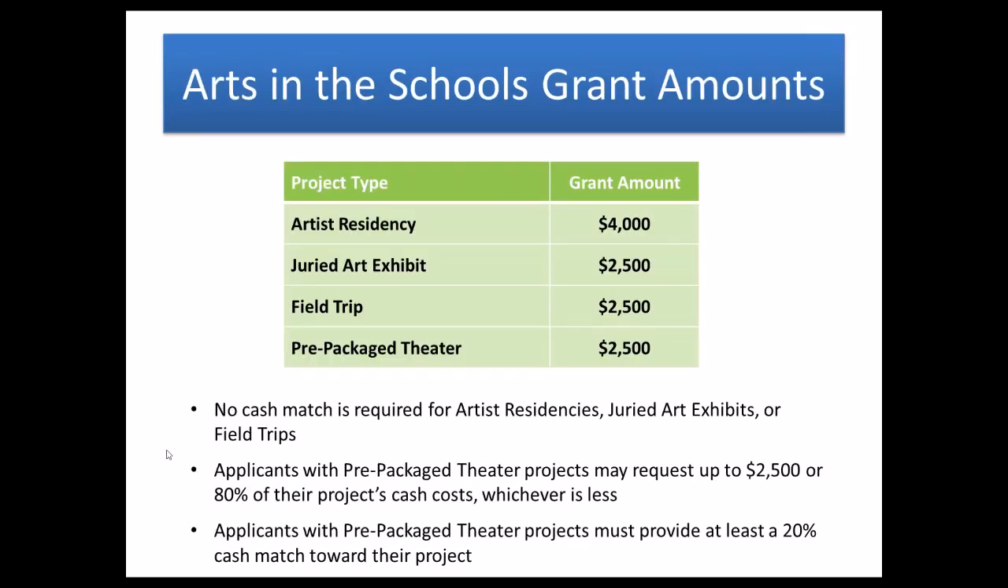So we have some different amounts depending on the type of project that you're looking at. For an artist residency, you can request up to $4,000. For the juried art exhibit and the field trip, you can request up to $2,500. And all three of those, no match is required from the school. Prepackaged theater projects are a little different. You can request up to $2,500, or 80% of the project's cost, whichever is less. So you will be expected to provide at least a 20% cash match toward that project.